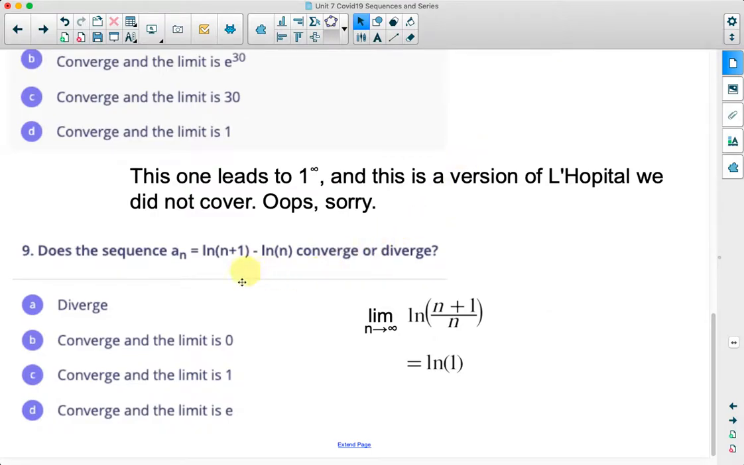Number 9 uses a log rule. You have natural log minus another natural log. The rule is that becomes the natural log of a quotient. So there's your quotient. Well, the nice thing about this quotient is that as n approaches infinity, highest degree over highest degree, 1 over 1, this becomes a 1. And the natural log of 1 is where this is headed. The further out you go, n gets bigger. That natural log approaches natural log of 1, which is 0. So this one also converges.